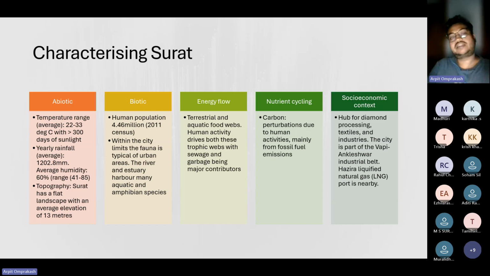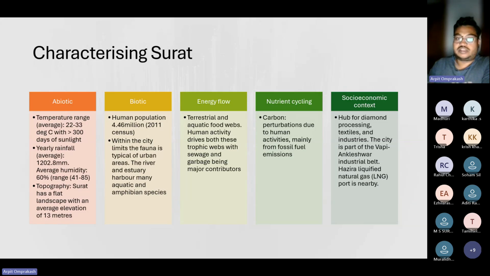Then, when we are characterizing the biotic component of the city, what we talk about is the human population, where we have 4.46 million people according to the 2011 census living in the city. Within the city, we see that the fauna that is present is typical of urban areas, such as pigeons, crows, and so on. The river and estuary may harbor many aquatic and amphibian species such as frogs.